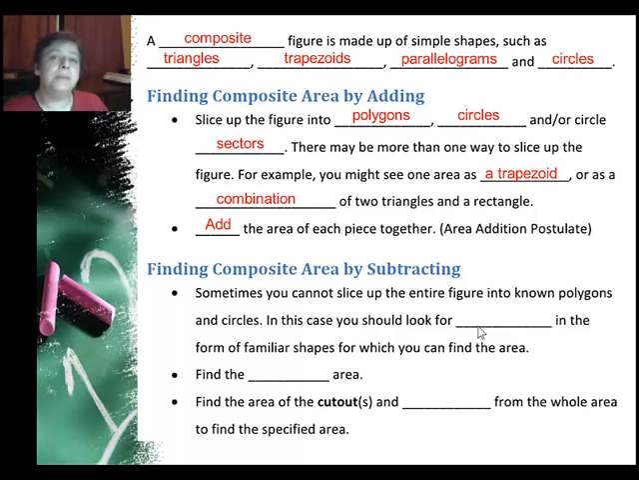Now, there are times that you actually can't slice up the area into known polygons. And in this case, you should look for cutouts. So that's kind of like the mathematician who cut himself out of the area and declared everything else inside. So you find the whole area first, and then you find the area of the cutout, and you subtract that from the whole area to get the area you're looking for.